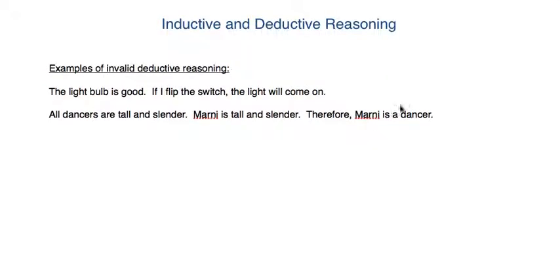Here are some invalid examples of deductive reasoning. The light bulb is good. If I flip the switch, the light will come on. Well, what's missing here is some premises that are in between what we start with and what we end with. The light bulb might indeed be good. If you flip the switch, the process here starts with flipping the switch.